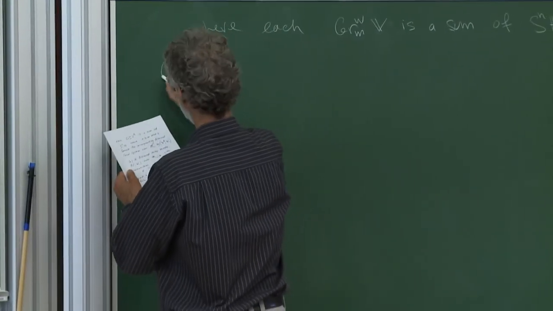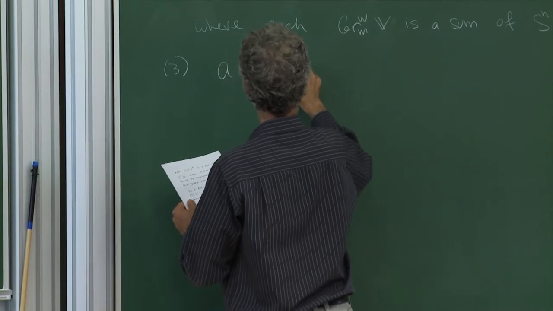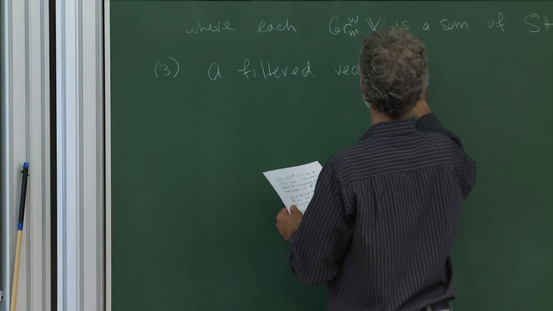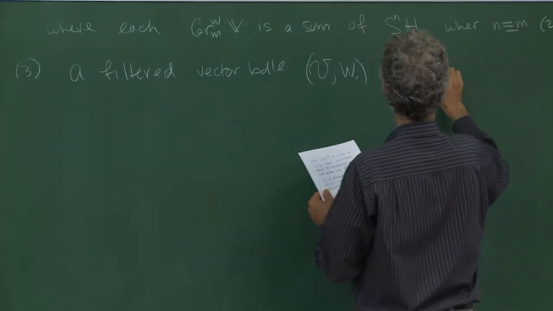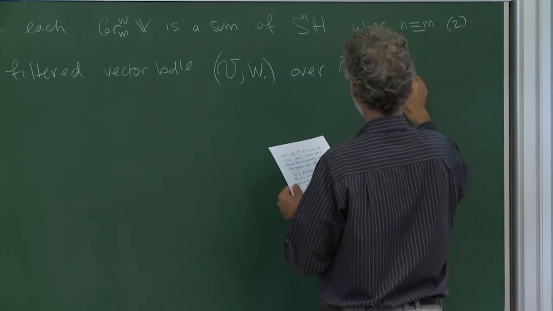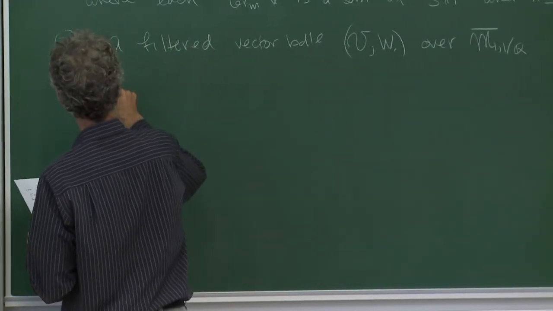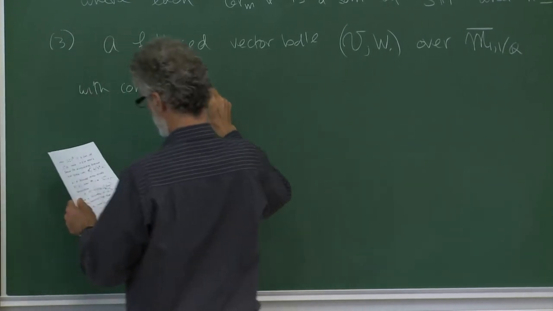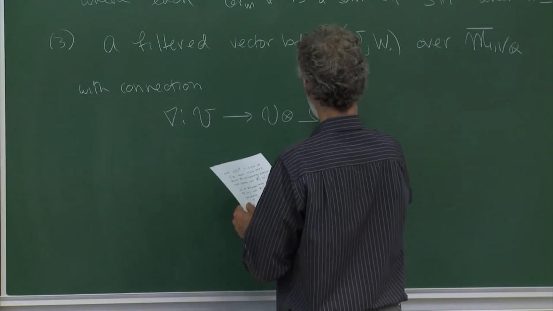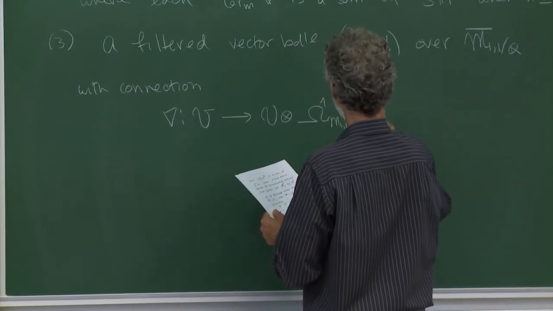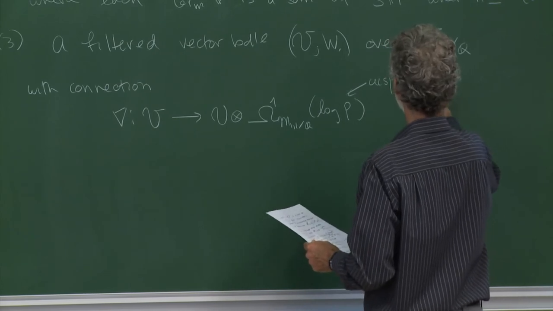And now the next thing is 3. A filtered vector bundle, VW dot over M11 bar over Q. So this is going to be the Q to Ram story with connection Nabla, which takes V into V tensor omega 1 M11 over Q log P. And this guy here is the cusp, the cusp Q equals 0.